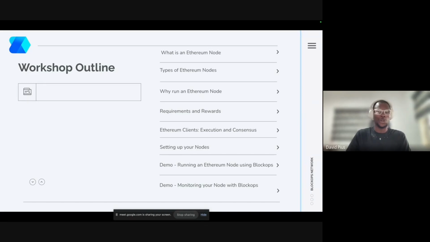I'll also be sharing my screen and showing a real-time node running right now. It's already running, so I'll just show the logs, and then have another demo showing monitoring your node with Blockops. So just sit tight and enjoy the ride.